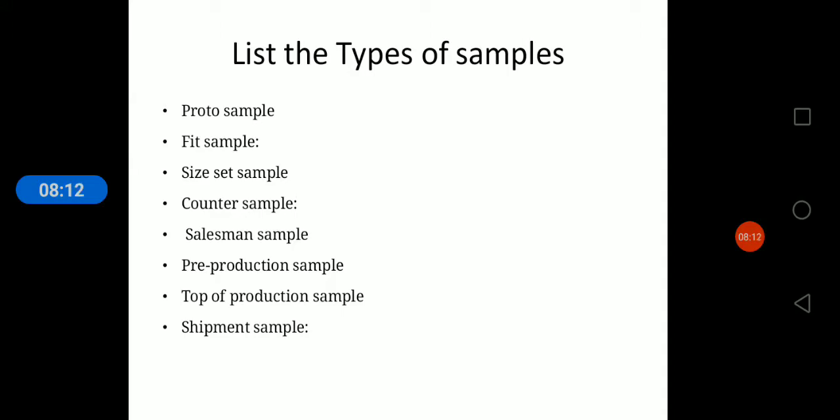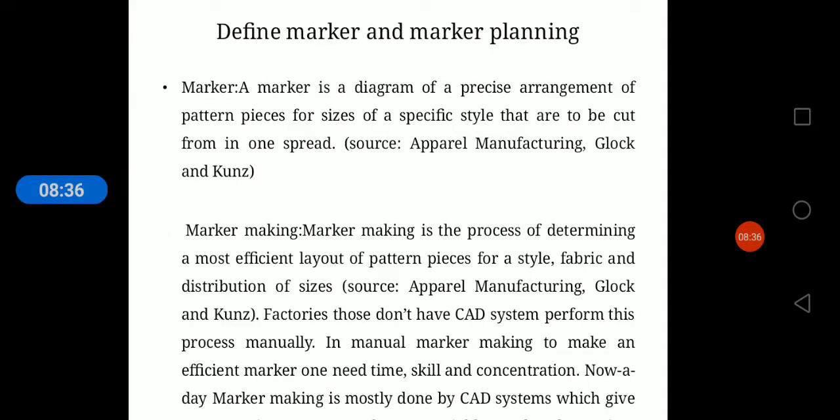And a list of types of samples. What are the types of samples? First of all, for operating production technology, after completion, different types of samples are there: proto sample, fit sample, size set sample, counter sample, salesman sample, pre-production sample, top of production sample, and shipment sample.